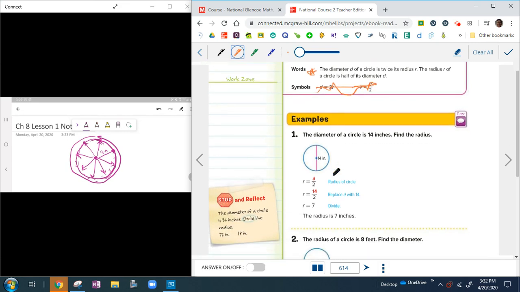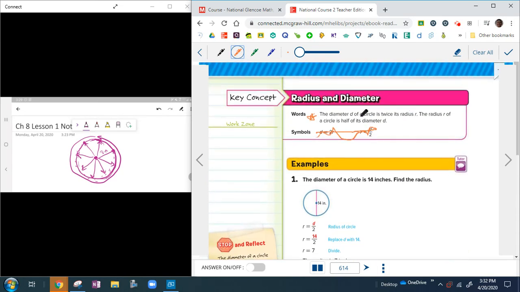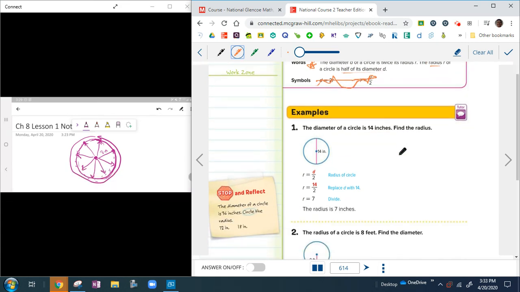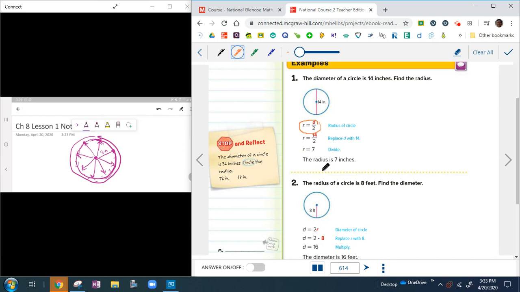So if we look at example 1, the diameter of a circle is 14 inches. Find the radius. Well, it says the radius is always half of the diameter. So what's half of 14? 7. Now you could use this formula here that they give you and plug in the diameter. D is 14, so then 14 divided by 2 is 7. So that's your answer, but I just think it's a lot of work for something that's so simple.